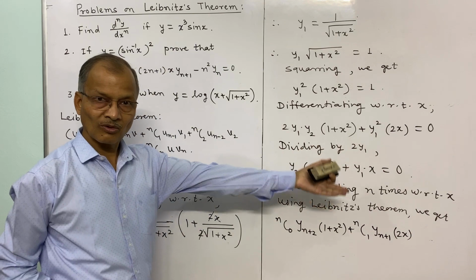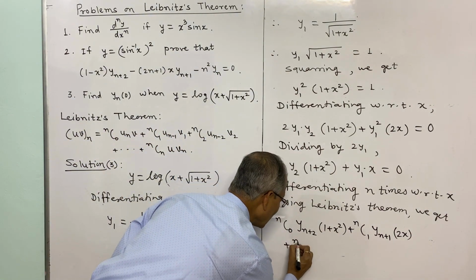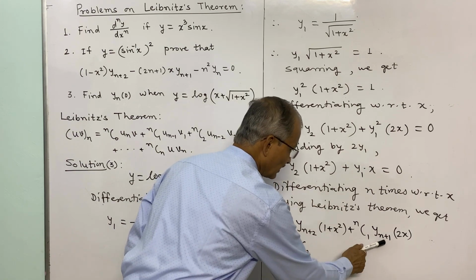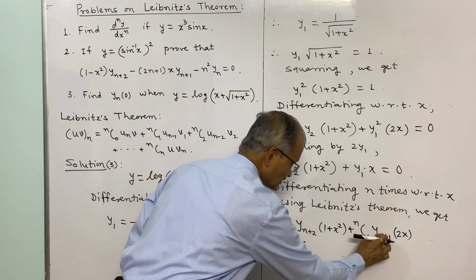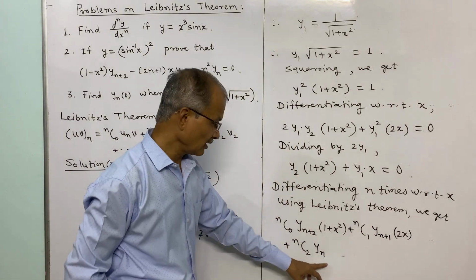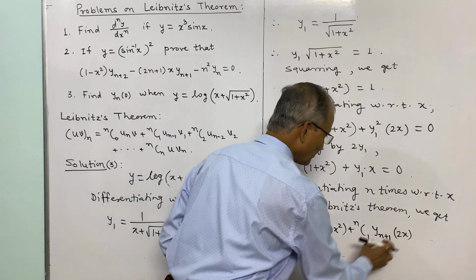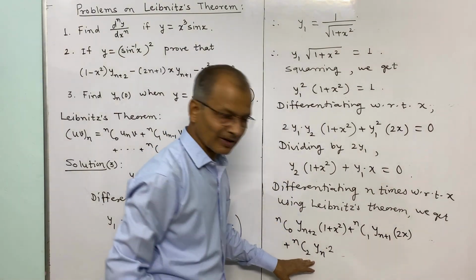And go on writing the next term, plus that will be n choose 2. Decrease the order. Observe this term only and write the next term. Decrease the order of this derivative, that will be yn, the nth derivative of y. And what is the derivative of 2x? That is 2. Now what will be the further term?